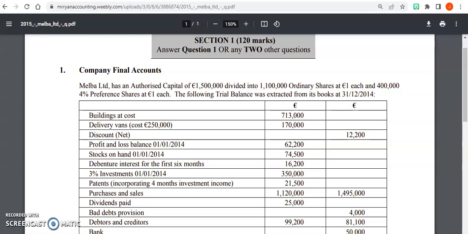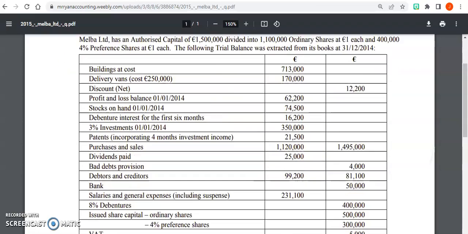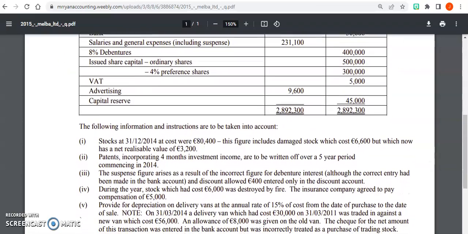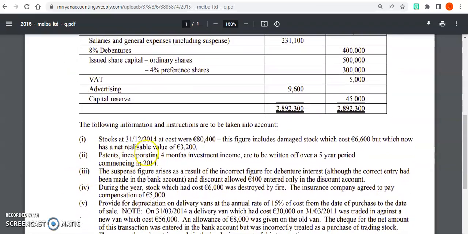Okay, so let's have a look at the Melba 2015 company question. The first adjustment that we have is stocks on the 31st of the 12th, 2014. Our cost was 80,400. This figure includes damaged stock, which cost 6,600. Because the stock is damaged, we're going to take it away from the 80,400, but it now has a net realizable value of 3,200, so we're going to add that 3,200 back on.